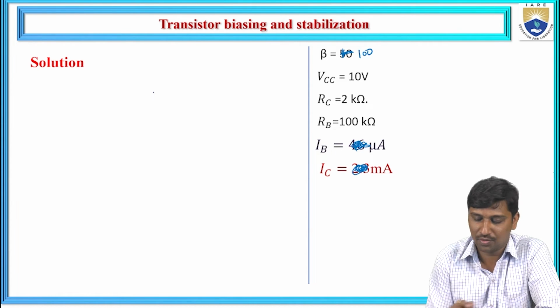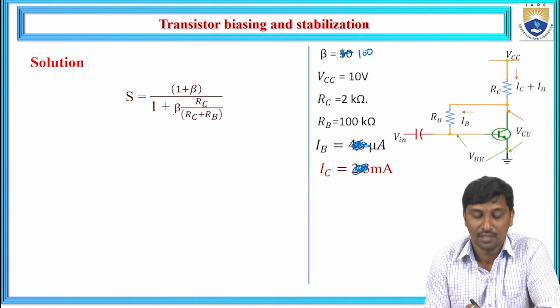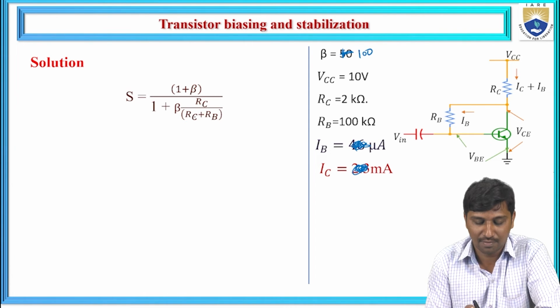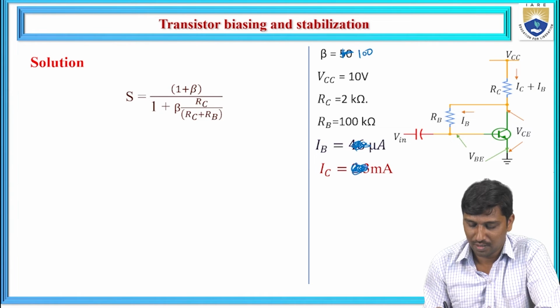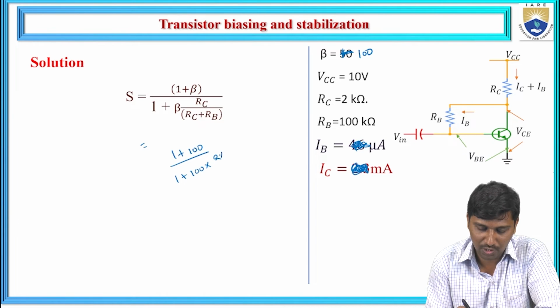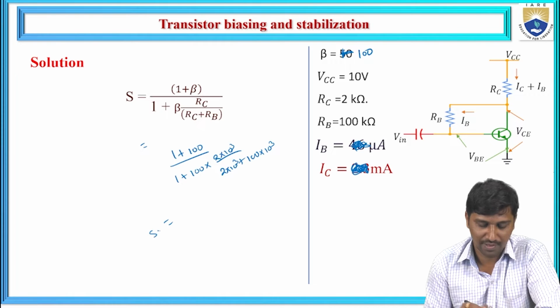Then we need to find out the stability factor. For a collector to base bias, the stability factor is defined as (1 plus beta) by (1 plus beta times RC by (RC plus RB)). So now we can substitute: 1 plus beta, where beta is 100, divided by 1 plus 100 into RC value, 2 kilo ohms, by RC again 2 kilo ohms plus RB value, 100 kilo ohms. Now we can solve this one. It gives the stability factor.